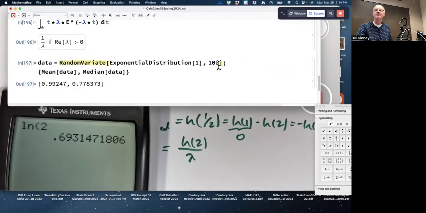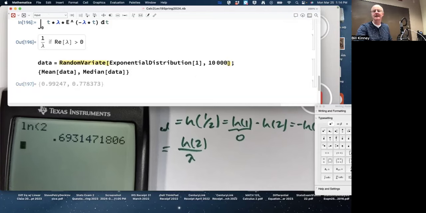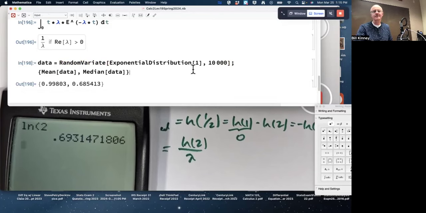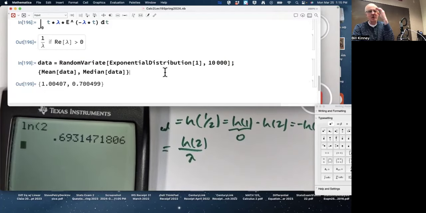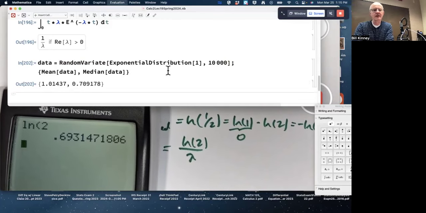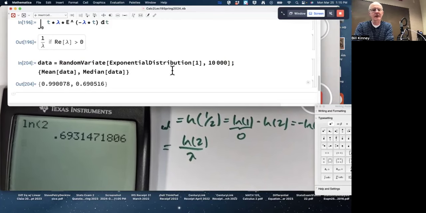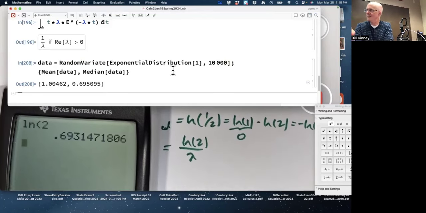Not too far off. Bigger sample sizes, like 10,000, give you more accurate results. Yeah, that second one's now close to 0.69. Keep re-entering this. I continue to get more simulations. In each case, the mean is close to 1, and the median is close to 0.69. Sometimes bigger, sometimes smaller. That gives you confidence that you're doing the math right.